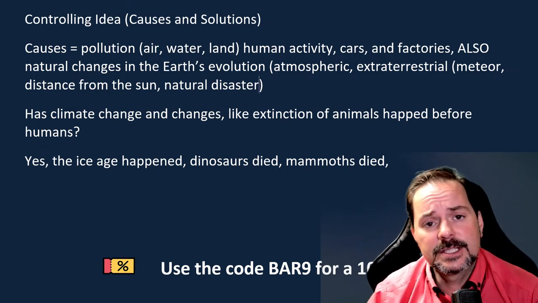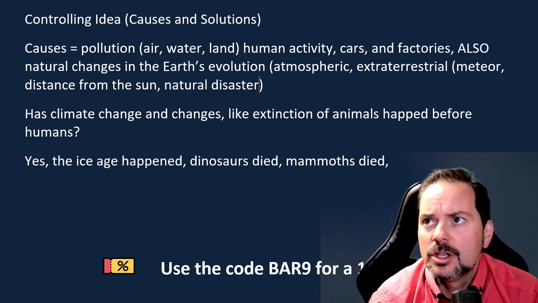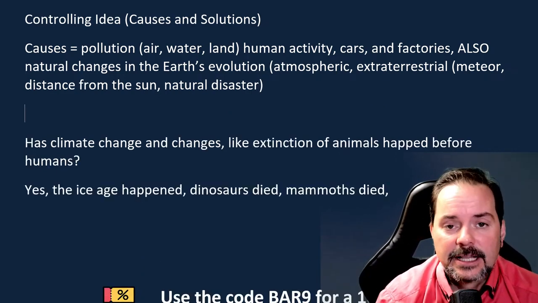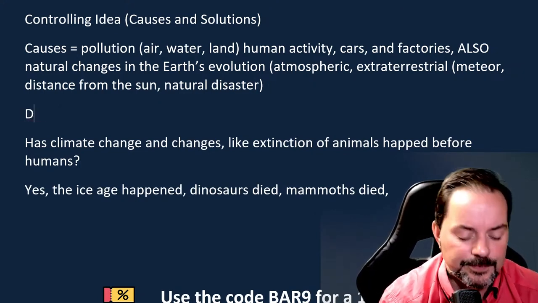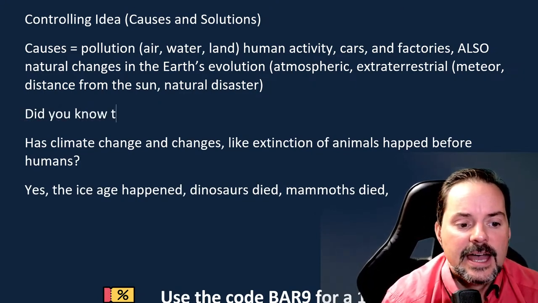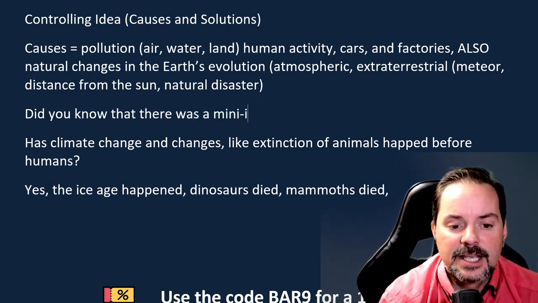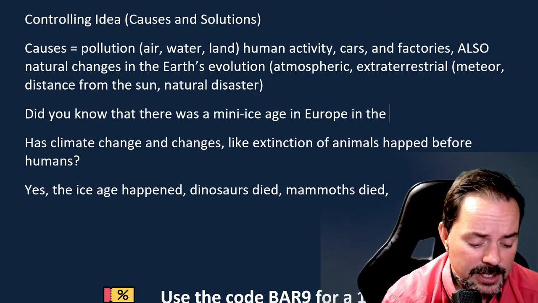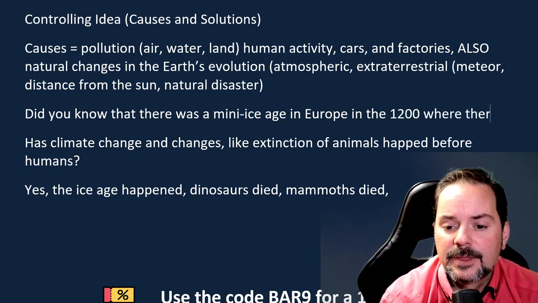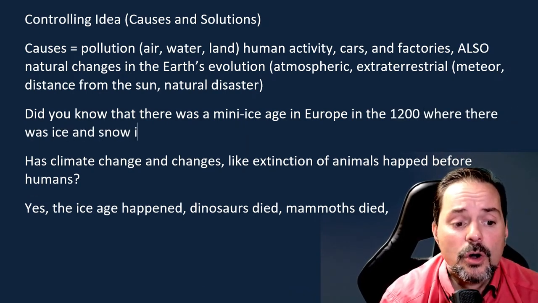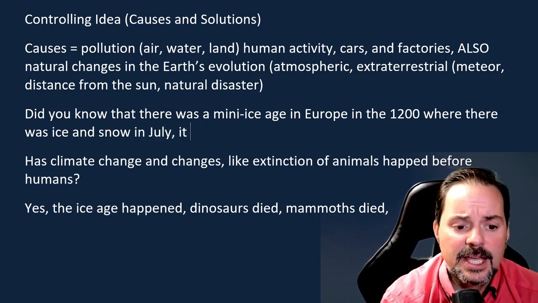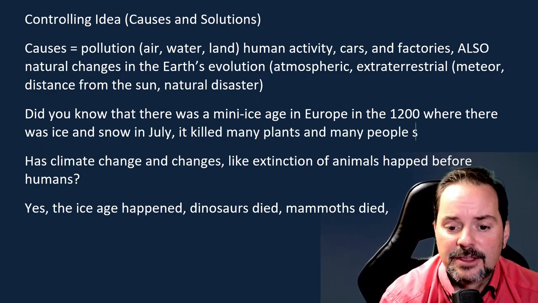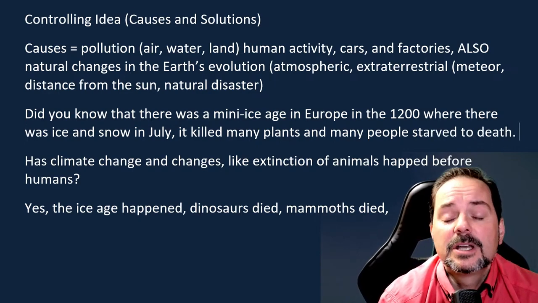Does everybody know that interesting fact of the mini ice age that happened in Europe? I think in the 1200s. Somebody can Google this for me really quickly. And this is a fun fact. Let's drop a fun fact into this class. Did you know that there was a mini ice age in Europe in the, I think it was 1200s, where there was ice and snow in July. It killed many plants and animals, and many people starved to death. That happened because a volcano erupted.